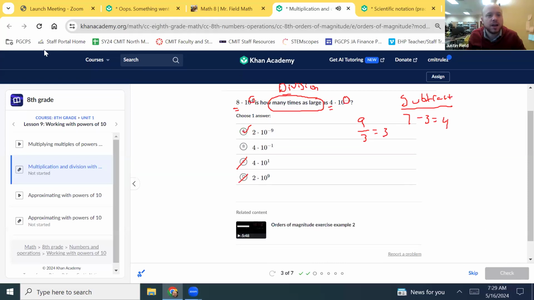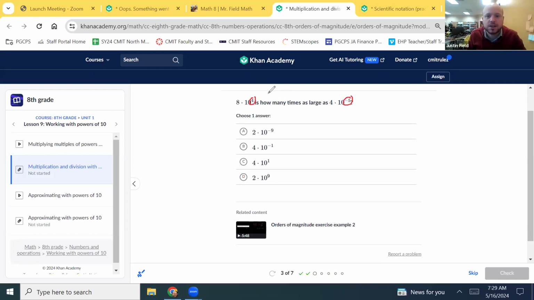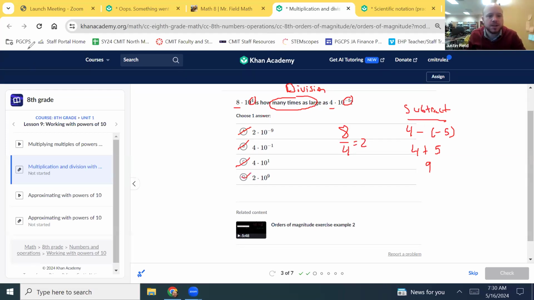Look at this. All right. Again, it says how many times as large? So I know I'm dividing, but I see that this time I have integer exponents. So I know that's division. So now I'm going to subtract my exponents, right? I'm going to do 4 minus negative 5. And we know from seventh grade and current practice that two negatives make a positive. So that means it's 4 plus 5, which is 9. So again, see, this is not too bad because they only gave me one answer that has 9. And then 8 and 4, we divide those, which is 2, and so definitely it's got to be D.